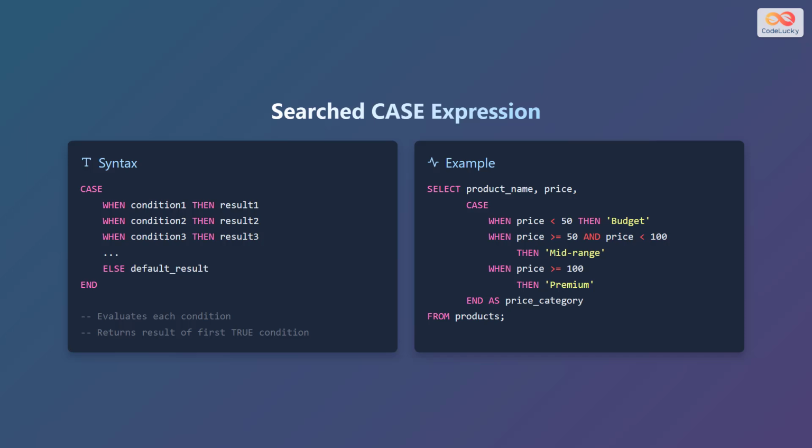Here is an example: SELECT product_name, price, CASE WHEN price < 50 THEN 'budget' WHEN price >= 50 AND price < 100 THEN 'mid-range' WHEN price >= 100 THEN 'premium' END AS price_category FROM products.